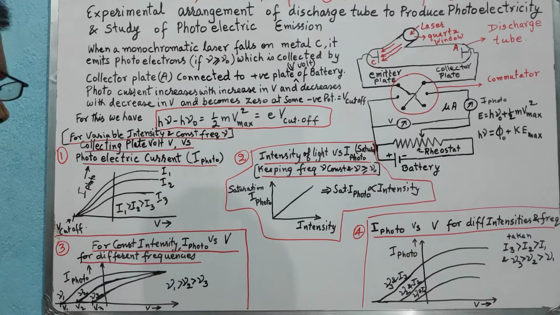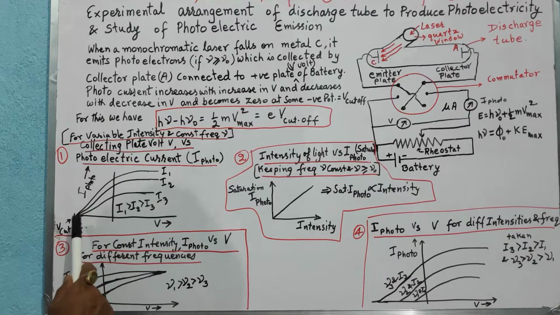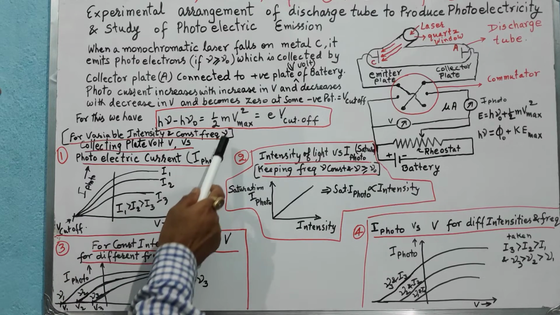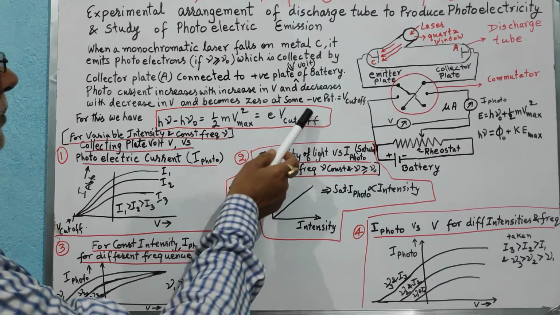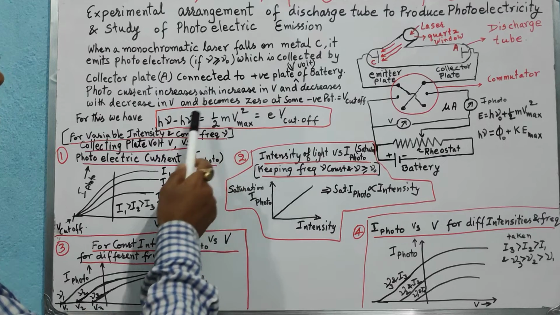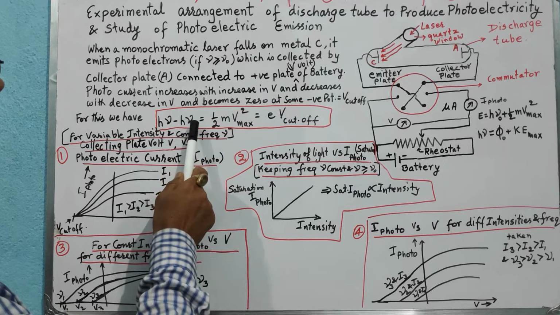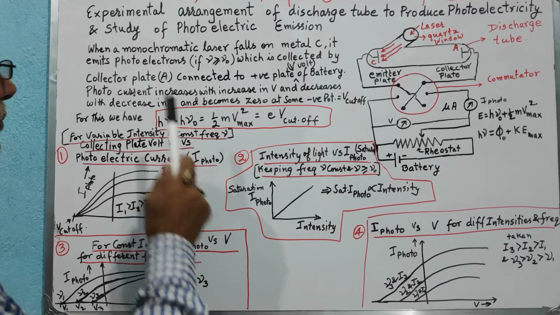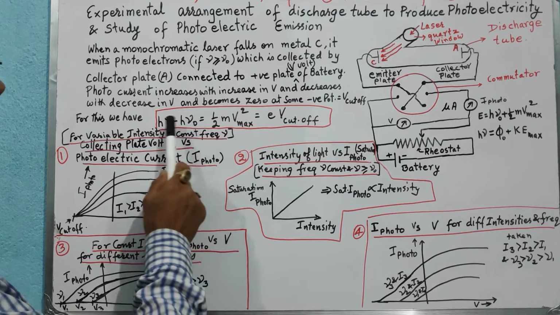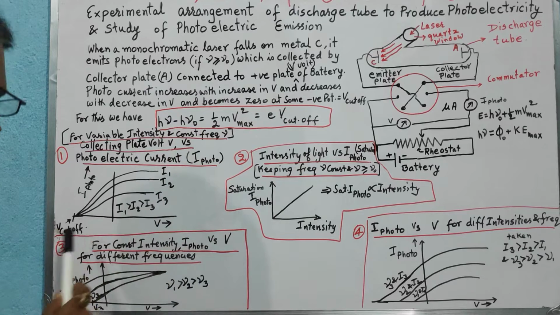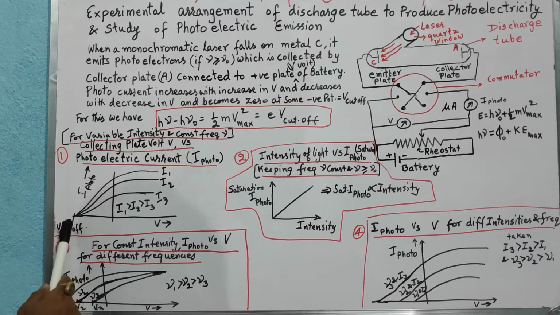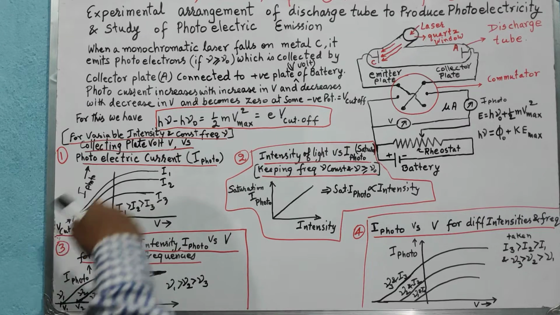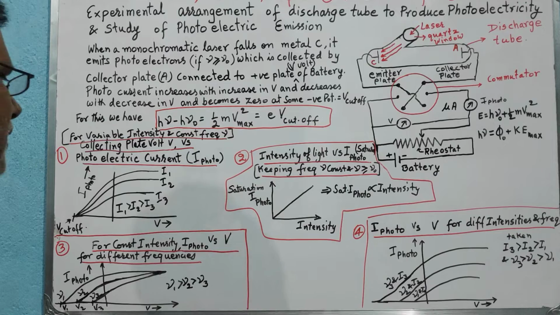We plot this graph. What we see is that the cutoff voltage will remain the same, because the cutoff voltage will depend on the frequency of the incident light minus the threshold frequency, the threshold energy. So it depends upon the frequency, therefore the cutoff voltage remains the same, whether the intensity is high or low.